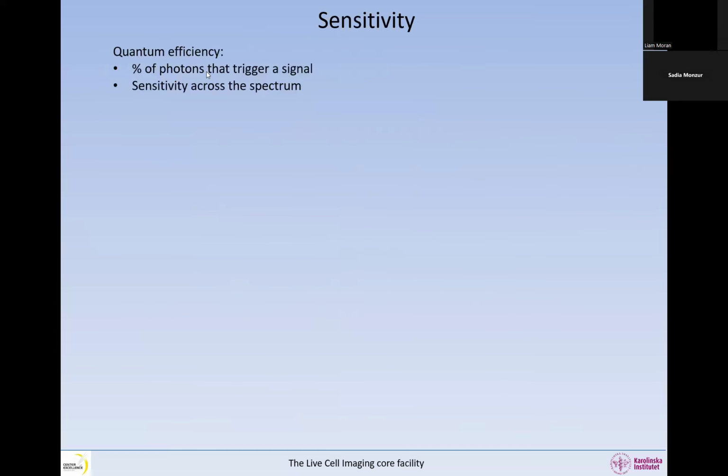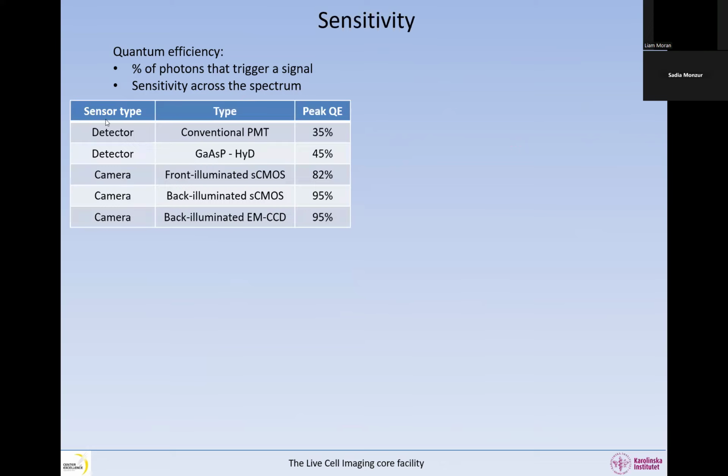You're going to have to find the quantum efficiency of all the sensors on your microscope. That's one of the assignments. So this is the percentage of photons that trigger a signal. And the sensitivity, the quantum efficiency, is different across the spectrum. So it depends on the wavelength. So, for example, these are examples of quantum efficiencies.